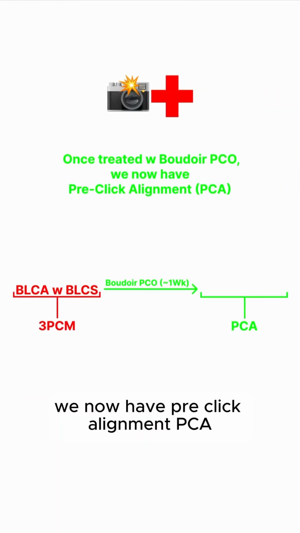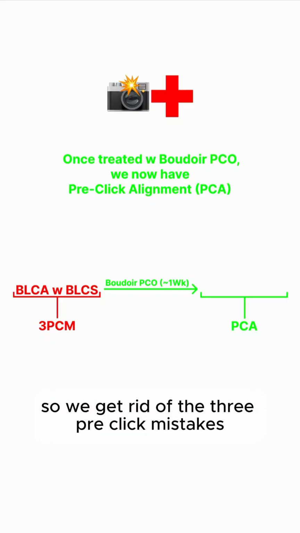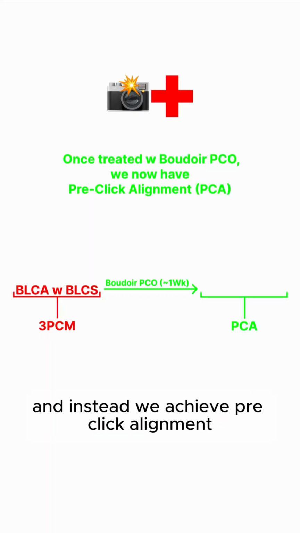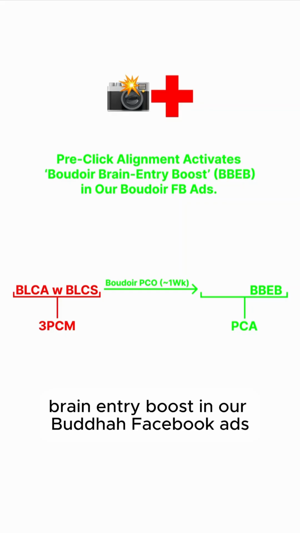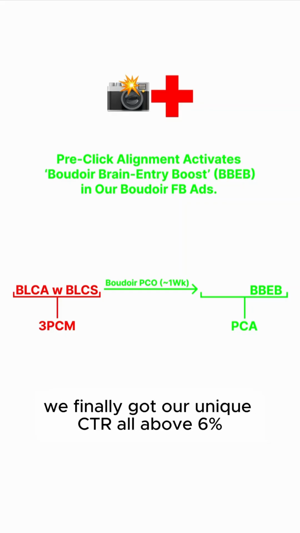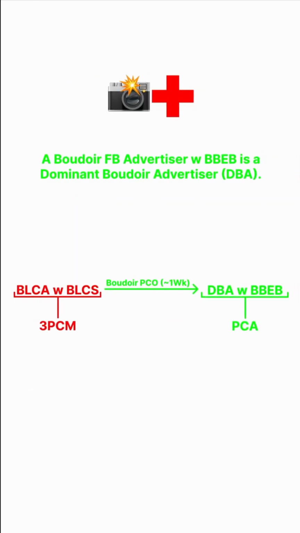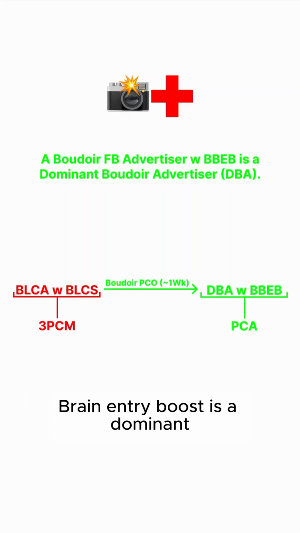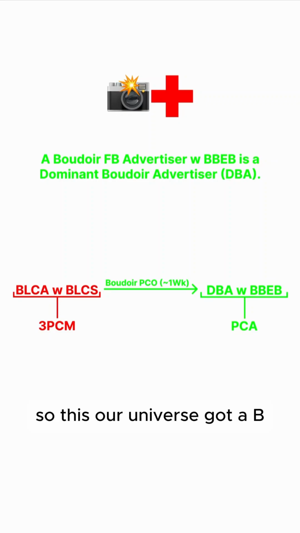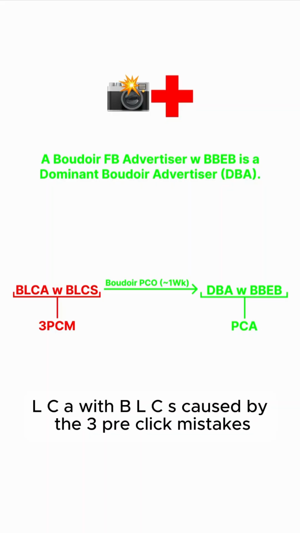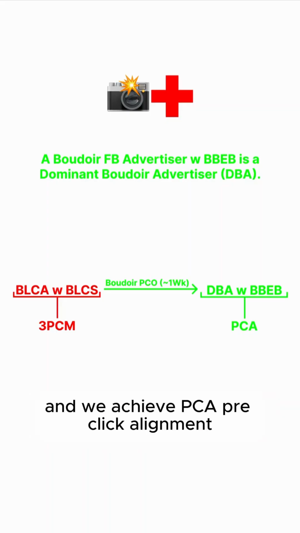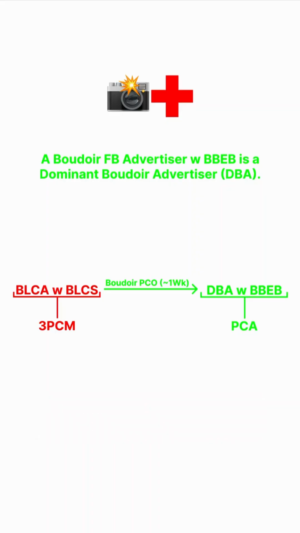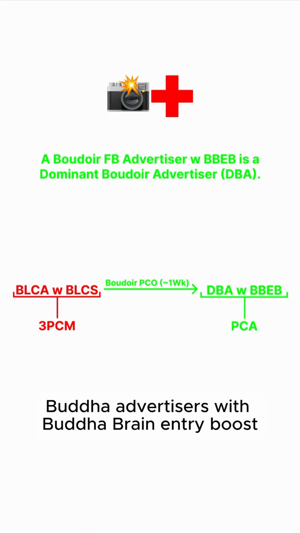Once treated with Boudoir Pico, we now have pre-click alignment, PCA. So we get rid of the 3 pre-click mistakes, and instead we achieve pre-click alignment. Pre-click alignment activates Boudoir brain entry boost in our Boudoir Facebook ads, meaning we finally got our unique CTR all above 6%. And a Boudoir Facebook advertiser with Boudoir brain entry boost is a dominant Boudoir advertiser, a DBA. So this is our universe. We've got a BLCA with BLCS, caused by the 3 pre-click mistakes. The solution is Boudoir Pico, which takes about a week, and we achieve PCA, pre-click alignment, and become dominant Boudoir advertisers with Boudoir brain entry boost.